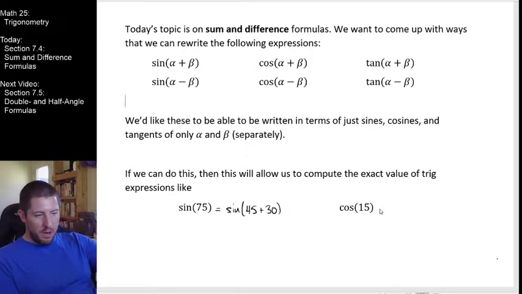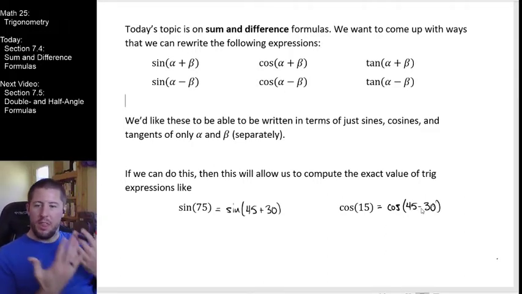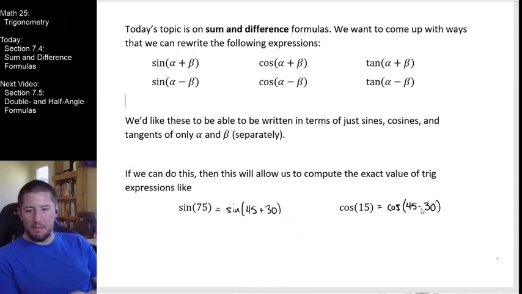Very similarly over here for 15, cosine of 15 degrees, it seems to me like I could think of this as the cosine of 45 degrees minus 30 degrees. That is a difference right here. So we could apply a difference formula using values that we are comfortable with, 45 degrees and 30 degrees, to come up with some trig function values of angles that in general we don't consider to be within our realm of capability. 15 degrees, 75 degrees, they're not angles that we previously have been comfortable with managing.